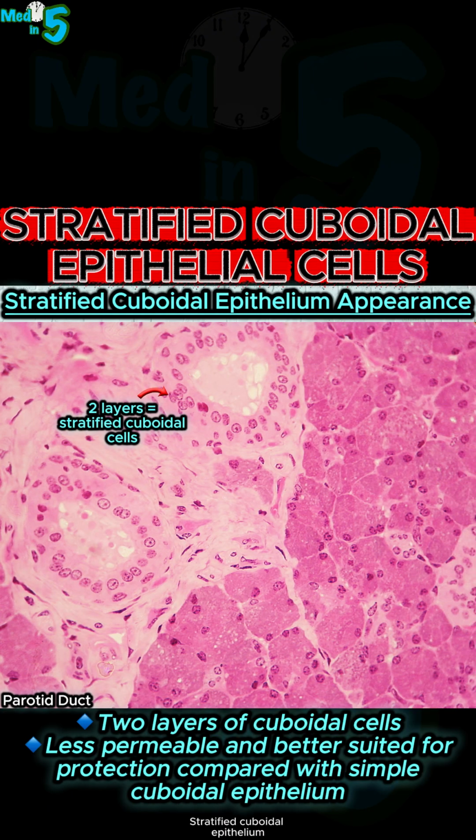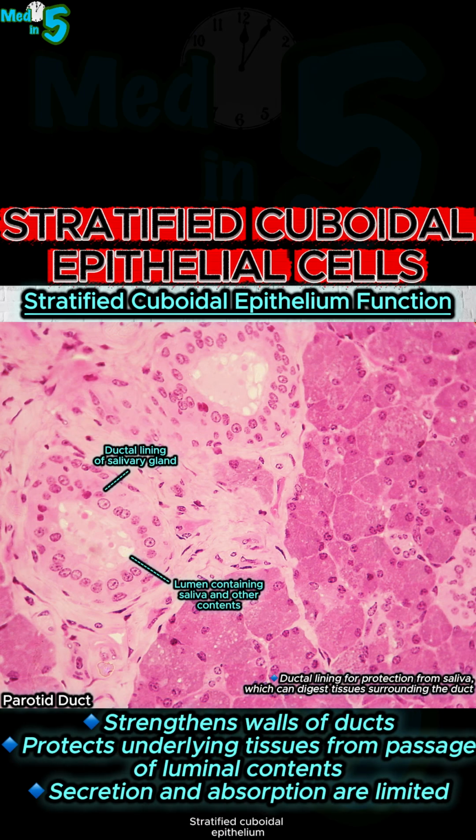Stratified cuboidal epithelium usually consists of two layers of cuboidal cells. Compared with simple cuboidal epithelium, this type is less permeable and better suited for protection. Stratified cuboidal epithelium mainly strengthens the walls of ducts and protects the underlying tissues from the passage of luminal contents. Secretion and absorption are limited.